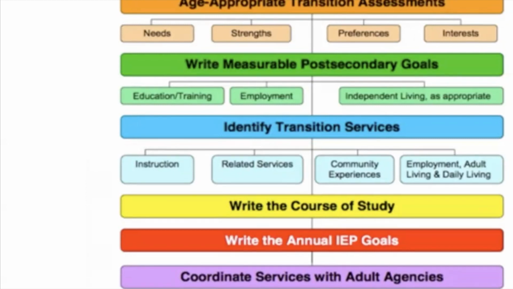This next slide just talks about those age-appropriate transition assessments. So when you do that, the AATA, it will help you identify, they're not in the normal order we see with your PINs, the preferences, interests, needs, and strengths. Then you would write those measurable post-secondary goals related to those. Identify what those transition services look like, link that to your current course of study that are linked to your annual IEP goals, and then help students coordinate those services with adult agencies as needed.